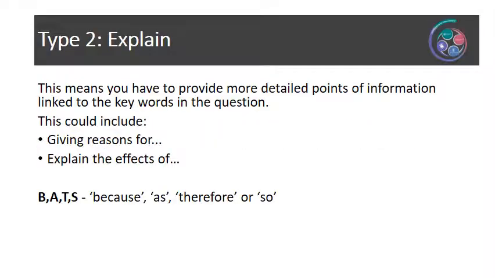The second type of question that can be answered is an explain question. This is more common than the describe question. This means you have to provide more detailed points of information linked to the keywords in the question. This could include giving reasons for, or explaining the effects of. You should always remember to use BAS: because, as, therefore, or so. Using one of these keywords in an explain question will ensure that you are explaining and answering the question fully.